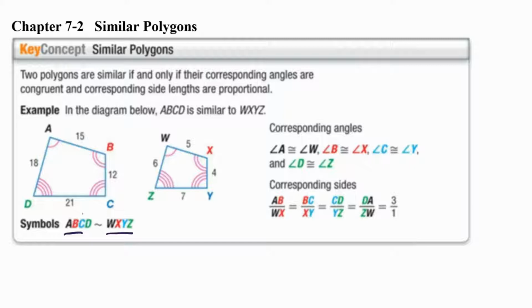From this ordering, you can tell that angle A is congruent to angle W, angle B is congruent to angle X, angle C is congruent to angle Y, and angle D is congruent to angle Z. Then we know that AB over or divided by WX is the same proportion as BC divided by XY, and so forth. Once we look at those corresponding sides and their proportion, that proportion is called the scale factor.